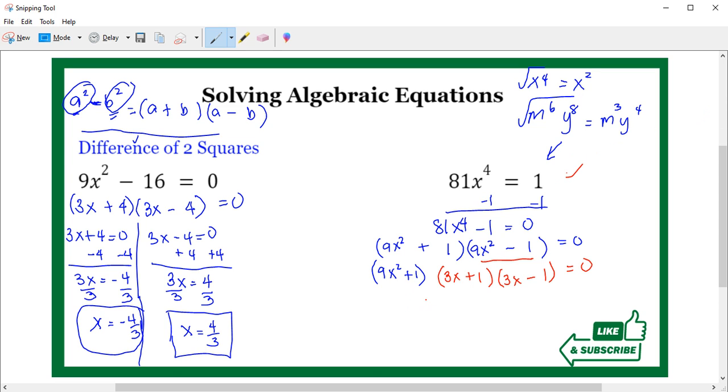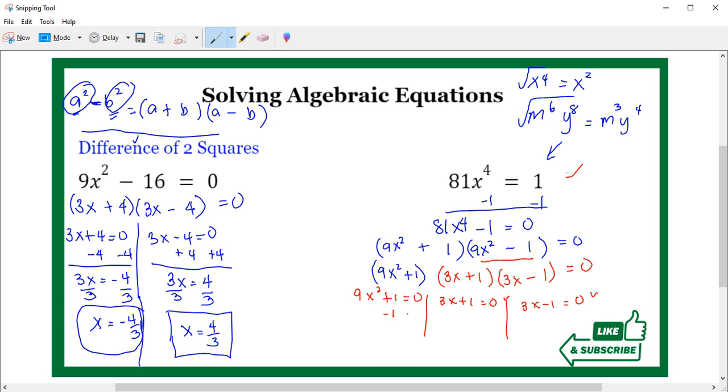Okay, so now if you want to solve for them, then of course you have 3. So that's going to be 9x squared plus 1 equals 0. 3x plus 1 equals 0. 3x minus 1 equals 0. Okay, I'm going to let you solve for the last two. The first one, I'm going to solve.